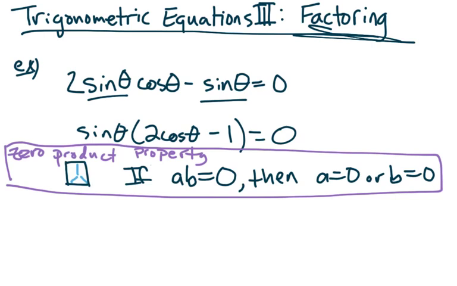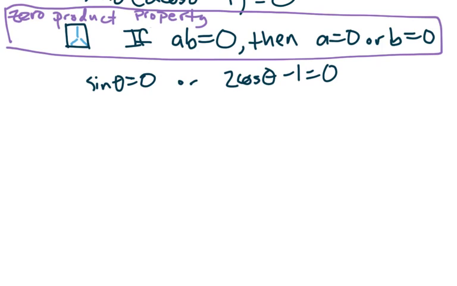The zero product property is what makes factoring useful, because it says that if I have something times something equals 0, then either the first factor equals 0, or the second factor equals 0. It takes this one equation that's got too many things in it for us and turns it into 2 easy equations. So now we just have to solve sine of theta equals 0, and separately 2 cosine theta minus 1 equals 0. Sine of theta equals 0 means theta is going to be 0, or pi, or 2 pi, or really any integer multiple of pi.